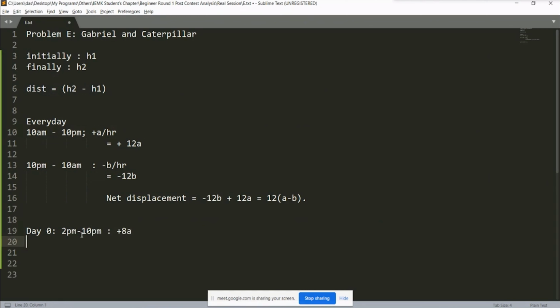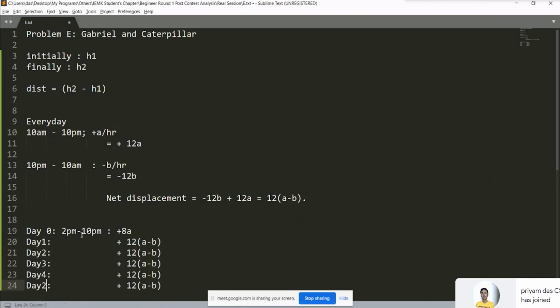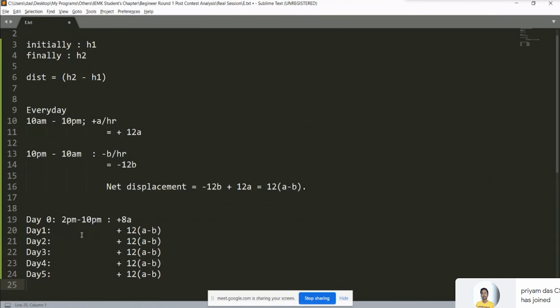And after that, let's consider that the day remains till 10 p.m. every night. So till the next day 10 p.m., it would gain 12A minus B unit. Then day 2, it will gain 12A minus B unit, right? And so on. This is the movement of the caterpillar.